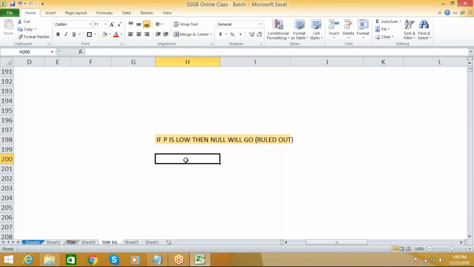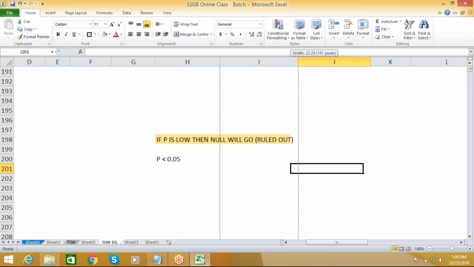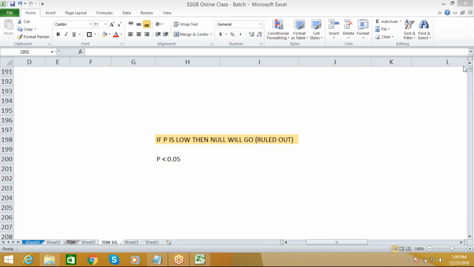What is the meaning of p is low? That means p is less than 0.05. P is low, less than 0.05, then null will go. Be careful with the meaning of go. It's not null will go ahead, null will be ruled out. Don't you think this is an easy clue to remember which hypothesis is true? Yes. If p is low, they are rhyming, null will go. And trust me, it's been so many years, I've never got confused with this rule from the time I picked up this clue.